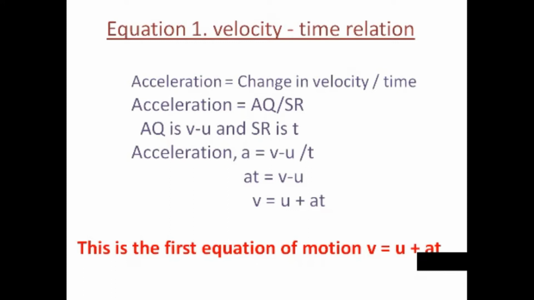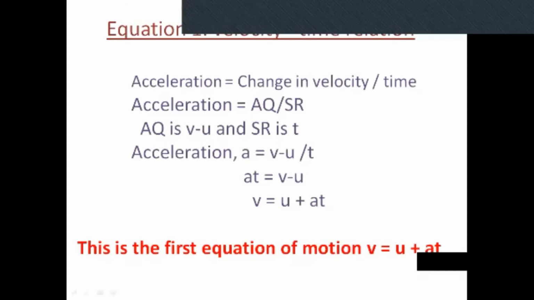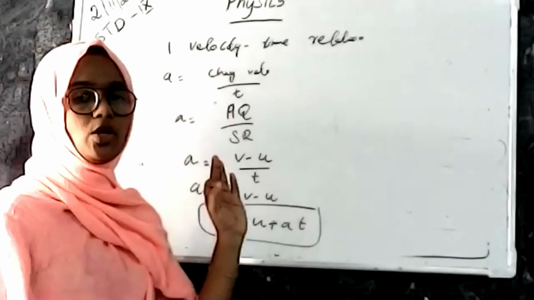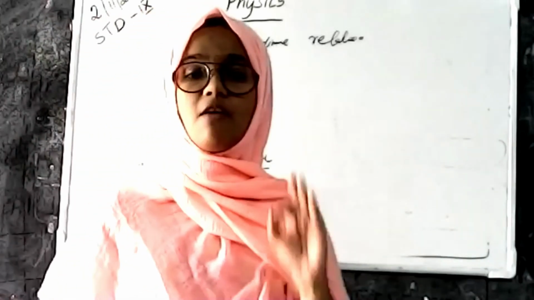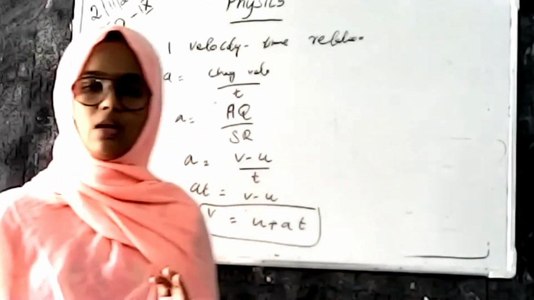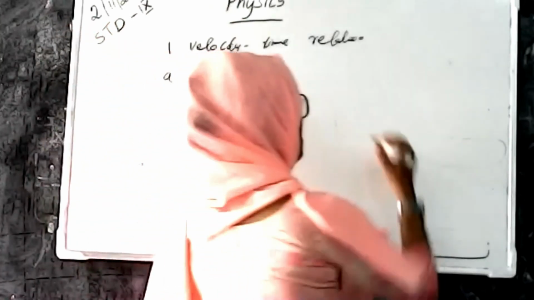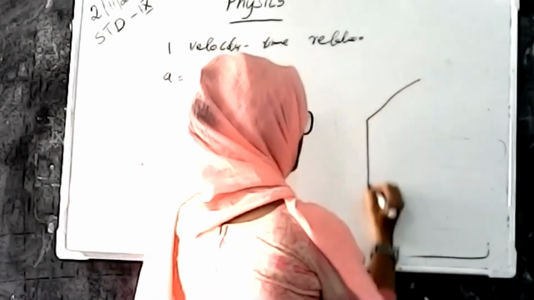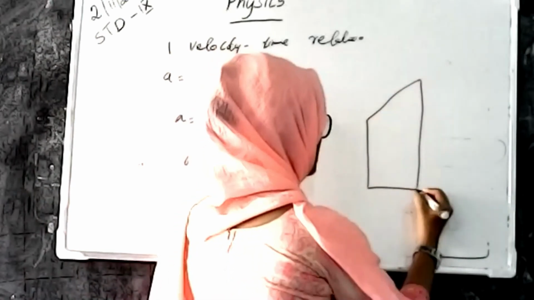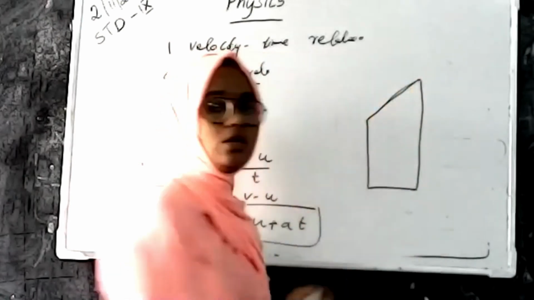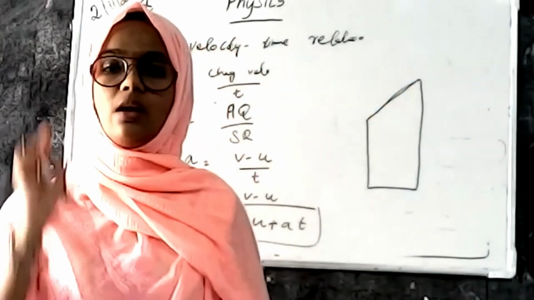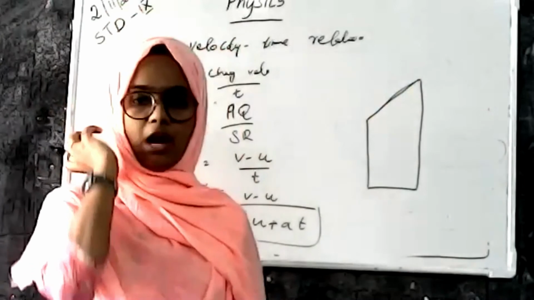AT is equal to V minus U, and V is equal to U plus AT. Now we have the first equation of motion, which shows the velocity time relation. For getting the velocity time relation equation, we have the same trapezium that we drew in the previous session using the velocity time graph.